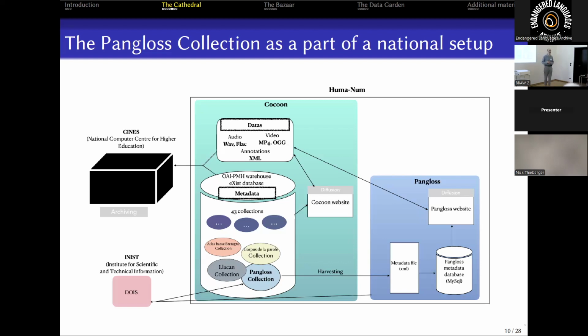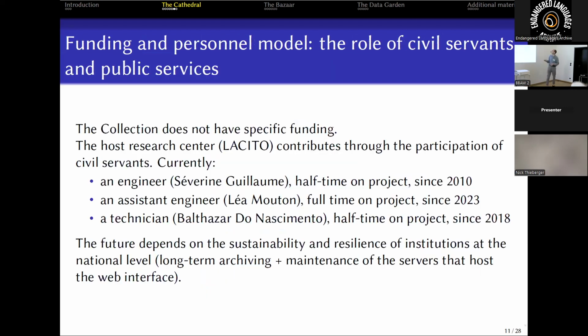Séverine is also in charge of Cocoon, the bigger repository, working together with Jacobson. So we have some ties with them, but basically it's happening outside the collection. In terms of funding and personnel model, basically we rely on civil servants and public services. We do not have specific funding. And the lab where I'm based contributes through the participation of three colleagues who are the three co-authors.